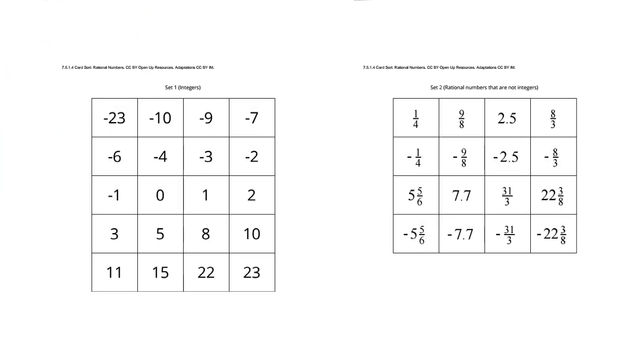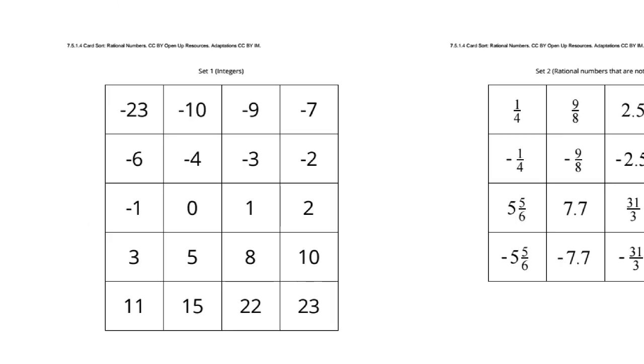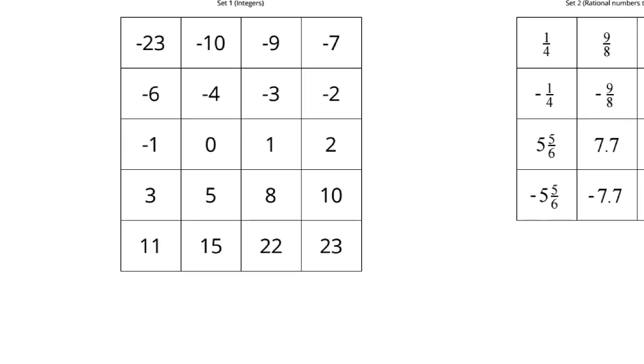I have these cards. And so you have the first set here of integers. Set one is already in order from least to greatest. So hopefully if you did this in a classroom setting, these would already be cut up for you so you can put them in order. But negative 23, negative 10, negative 9, negative 7, negative 6, negative 4, negative 3, negative 2, negative 1, 0, 1, 2, 3, 5, 8, 10, 11, 15, 22, and 23.